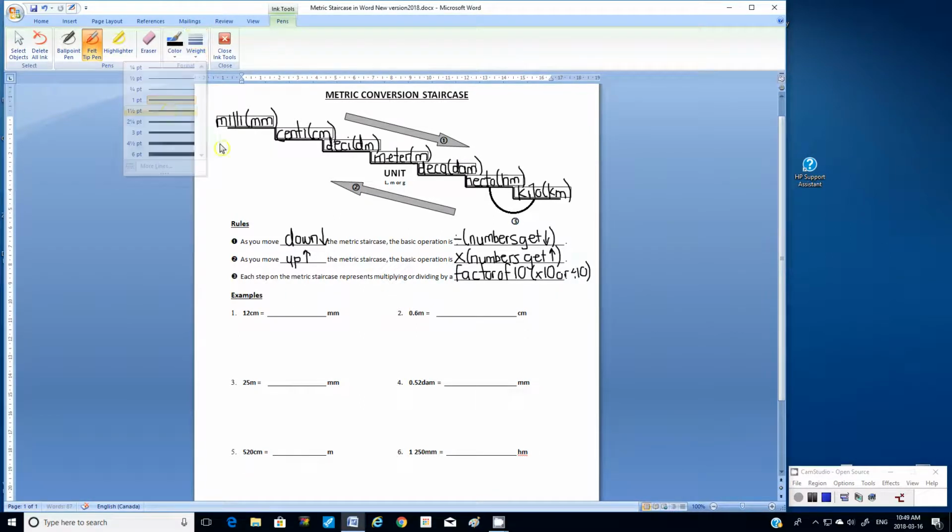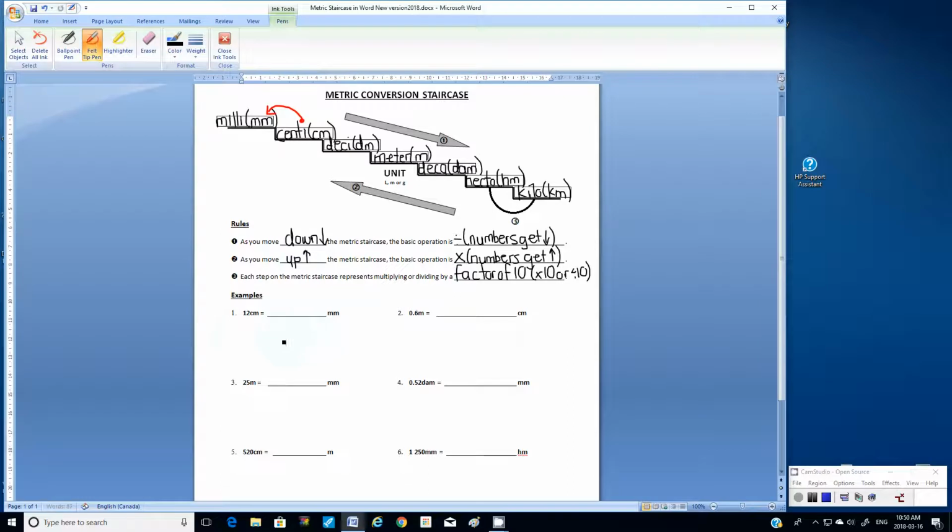Okay, so let's start our examples. Example number 1. 12 centimeters equals how many millimeters? So let's use the metric staircase and locate these units here. Let me change my color here, and I'll use red. Centimeters is going to be here, and let's move to millimeters. As we move to millimeters, we see that we are going up one step.